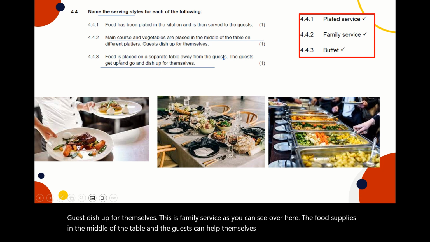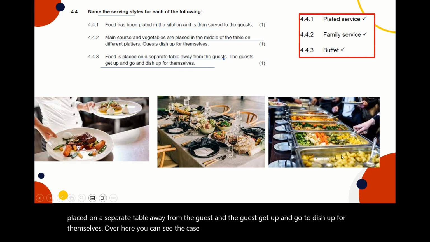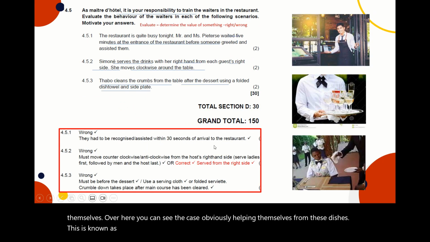And then number 3, the food's placed on a separate table away from the guests, and the guests get up and go to dish up for themselves. Over here you can see the guests are busy helping themselves from these dishes. This is known as buffet service.